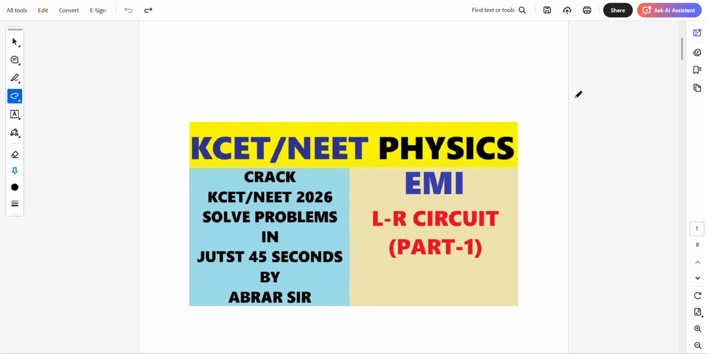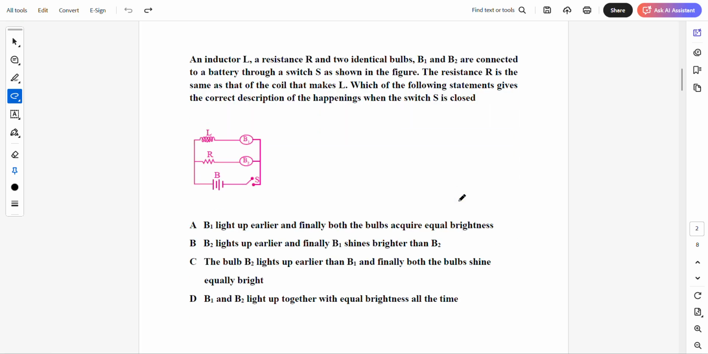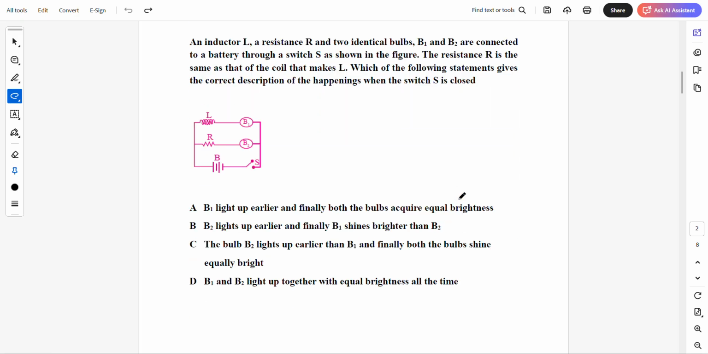Today we'll be seeing problems on the topic LR circuit that lies in the chapter Electromagnetic Induction. We will see this very first problem. What it is saying: an inductor L, a resistance R, and two identical bulbs B1 and B2. This B1 and B2 are connected to a battery through a switch, as shown in the figure.